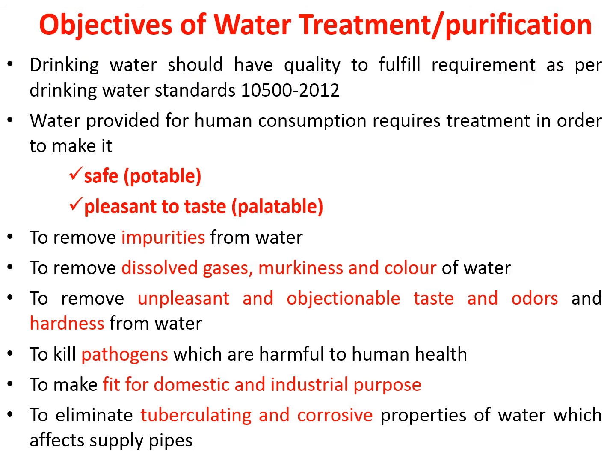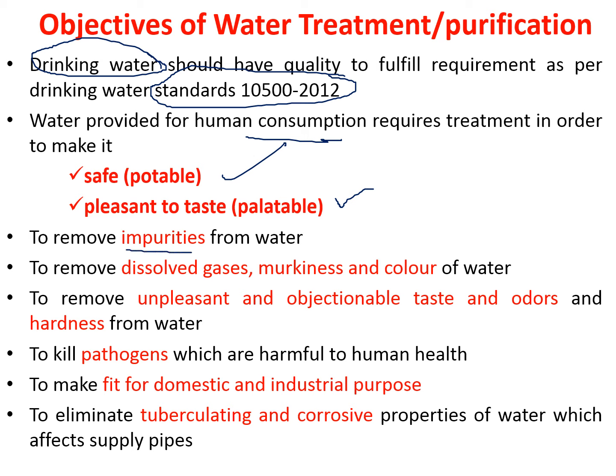Before understanding the flow diagram of a water treatment plant, we have to understand the objectives of a water treatment plant. Why do we have to treat our water? The first thing is that as we are going to supply it and drink that water, the quality of water after treatment should fulfill the drinking water standard requirement, that is 10500:2012. Whatever water is treated in your treatment plant should be safe and pleasant to taste. It should not have any impurities.